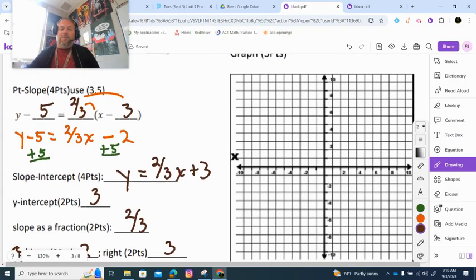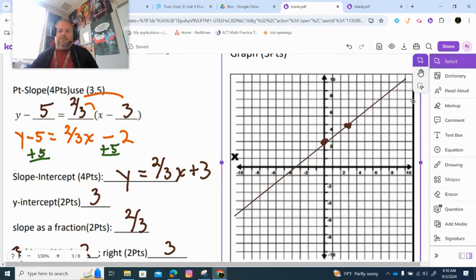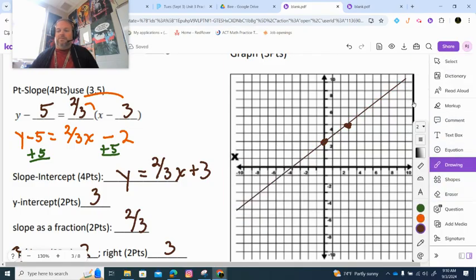Okay, so y-intercept is 3. So 1, 2, 3 is here. I go up 2, 1, 2, to the right 3, 1, 2, 3. There we go. Ta-da! Super duper crazy hard.